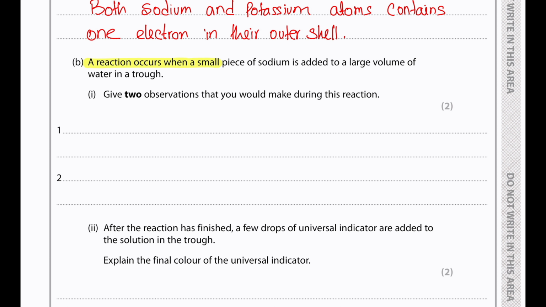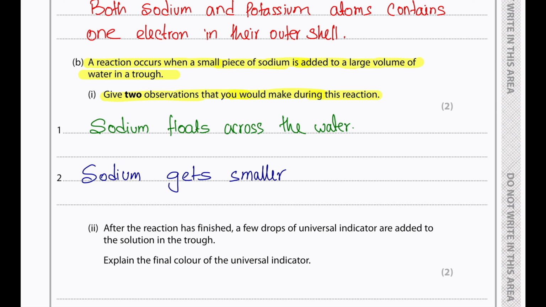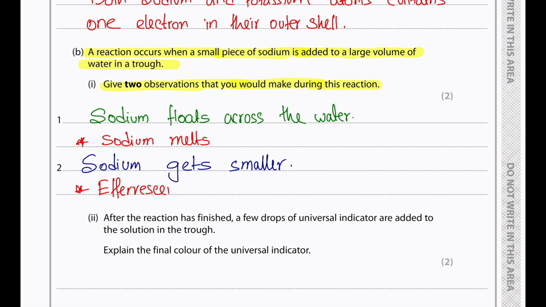A reaction occurs when a small piece of sodium is added to a large volume of water in a trough. Give 2 observations that you would make during this reaction. When sodium is added to water, sodium moves across the water. The sodium then melts. Sodium also gets smaller. It disappears. We can see effervescence. Bubbles of gas are produced and given off. So we just need to write 2 of the observations.